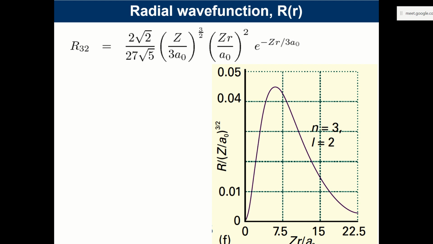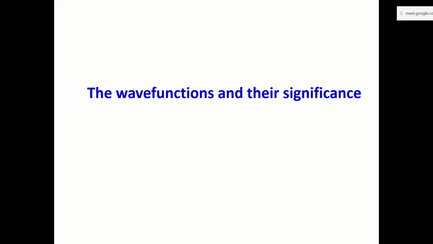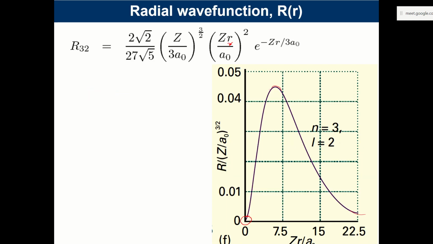So this is 3D orbital, 3 minus 2 minus 1, number of nodes is 0. So it's simple, and this small radius, so it has 0 value here, and then rises to a maximum and then decays exponentially. So by now you have seen the features, and so this is 3D.